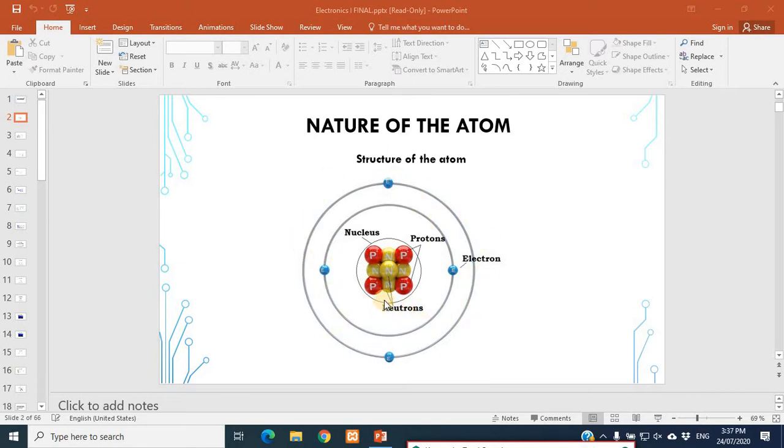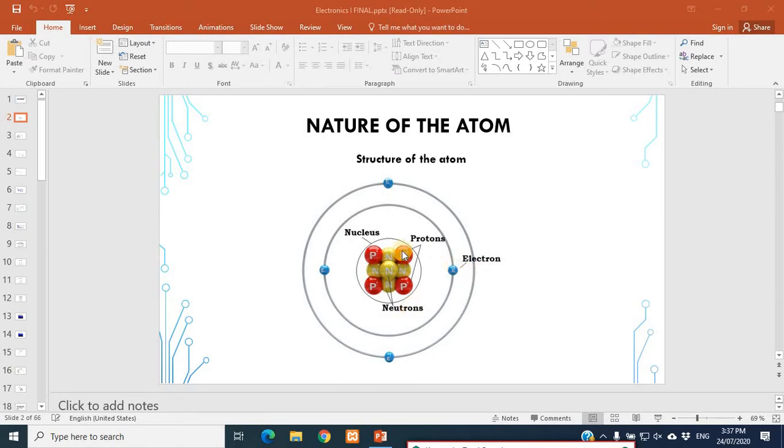In the nucleus, we have two major particles. We have the protons and then we also have the neutrons. The protons are positively charged. The neutrons don't have any charge. They are neutral, hence the name neutron. And then the electrons are negatively charged.